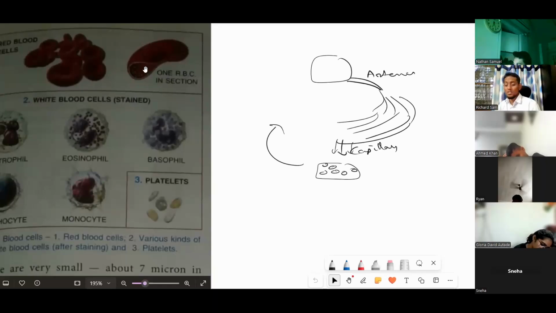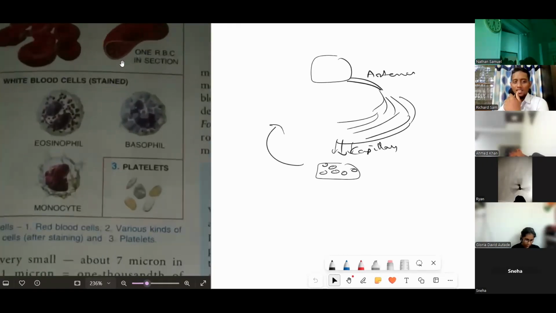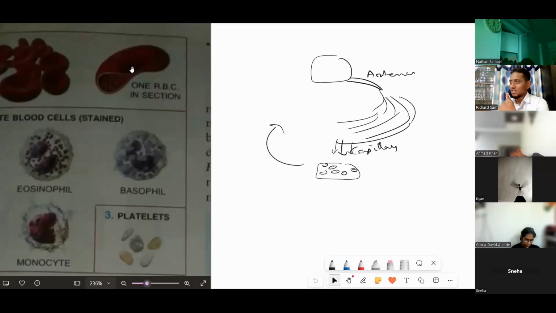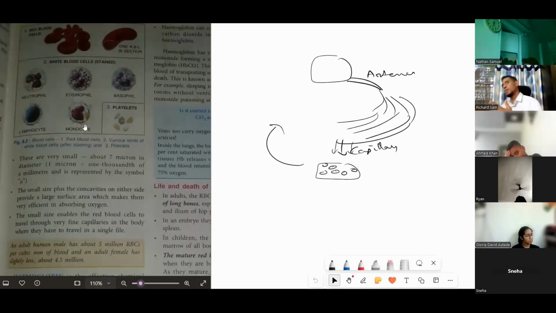RBCs don't have many of the cell organelles: no nucleus, no mitochondria, no endoplasmic reticulum. There's a good reason why it doesn't have all these three, and we'll see that. So what are the three cell organelles that are not there in RBCs? No nucleus. No endoplasmic reticulum. No mitochondria. We'll see why it is good not to have these cell organelles.